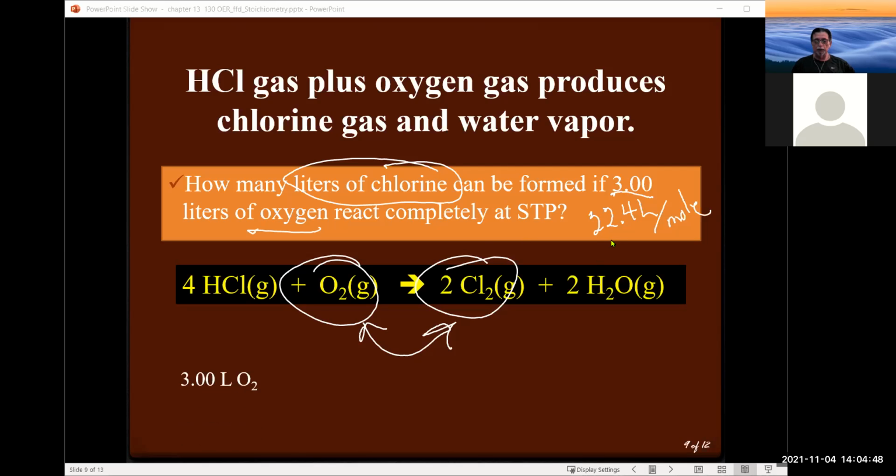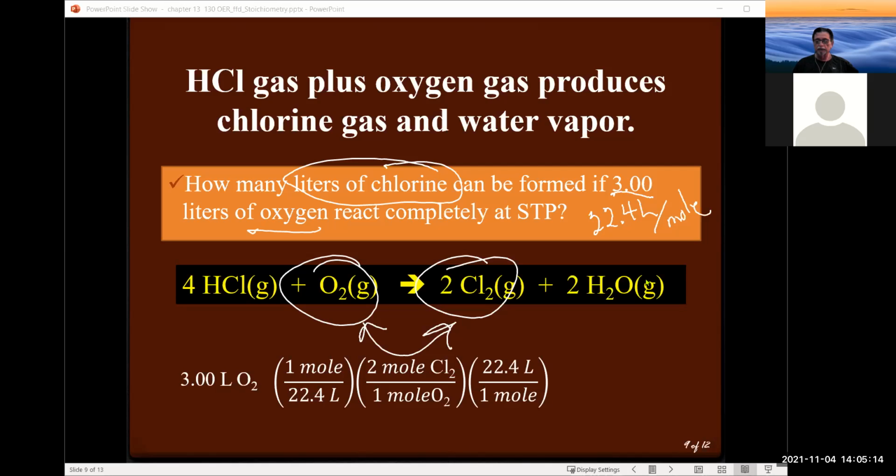So let's write down what we're given. We have 3.00 liters of oxygen. Obviously, as I stated, we're going to convert that to moles. And then from the balanced chemical equation, we have a 2-to-1 ratio. It puts us into moles of chlorine, which now we can convert back to volume.